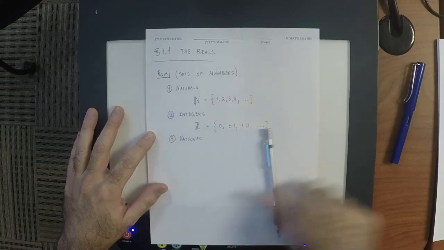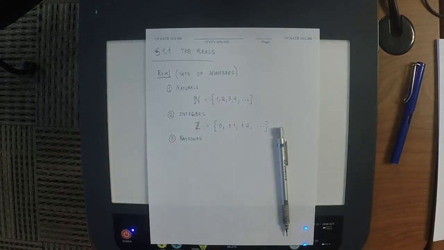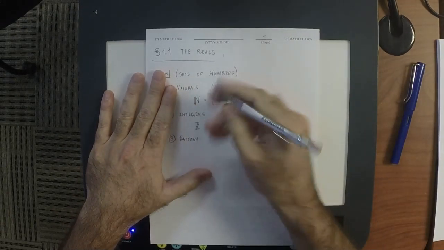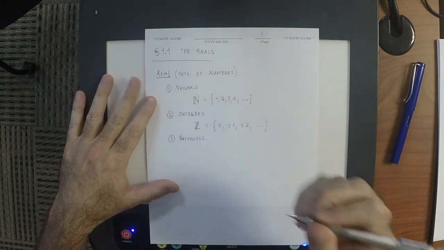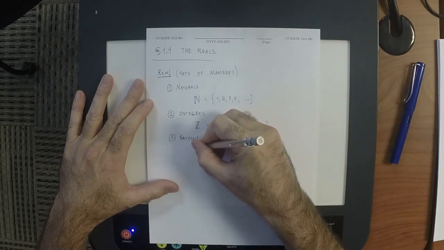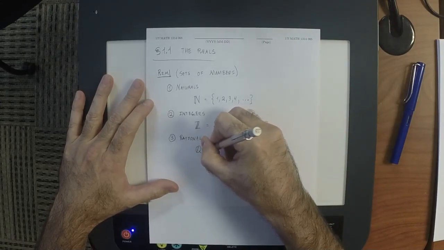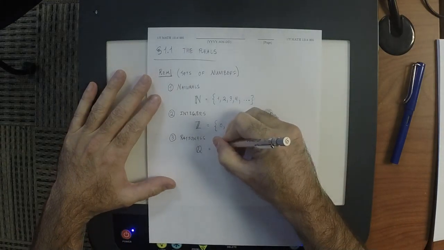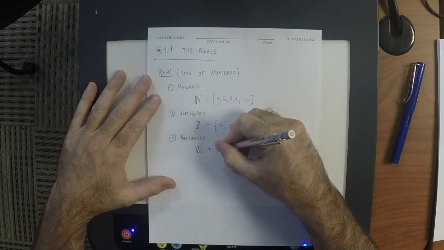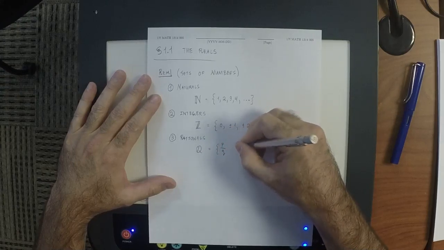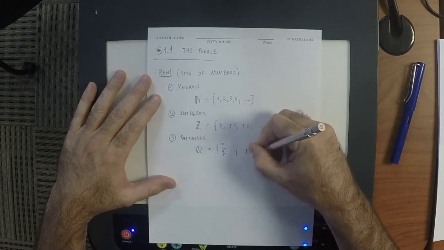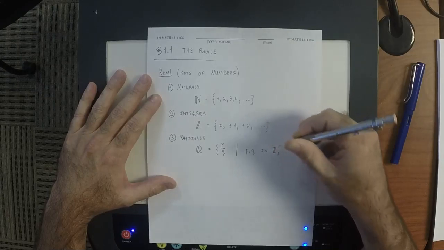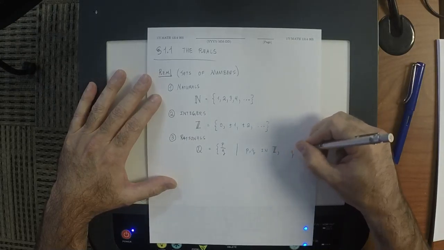Okay. So I'd like for you to notice that every natural is an integer. But not every integer is natural. Okay, the next set is the rationals. How are the rationals denoted? No takers this time. With a Q for quotient.